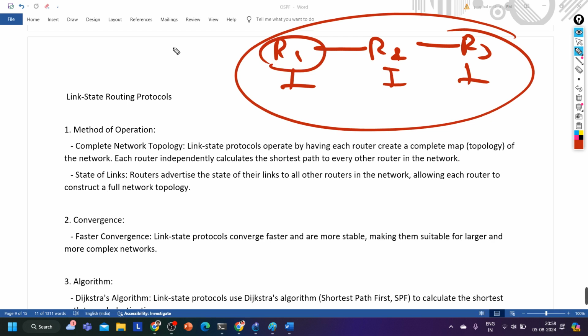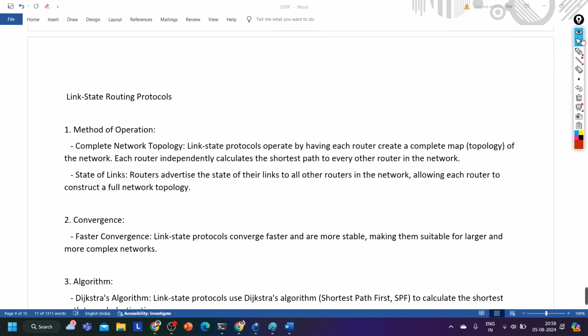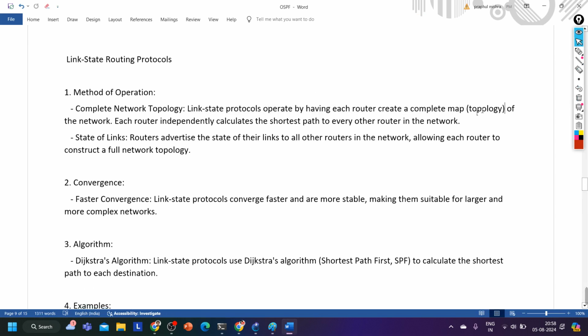But the EIGRP protocol cannot build the entire topology, because EIGRP only knows its neighbors who have advertised the network. It knows two routes: the successor and the feasible successor. That's it. So this is the first biggest advantage of link state routing protocols. And it can be a disadvantage as well, because if all routers maintain the entire topology and database, then definitely it will use more CPU. So CPU utilization in link state routing protocols is higher compared to EIGRP.